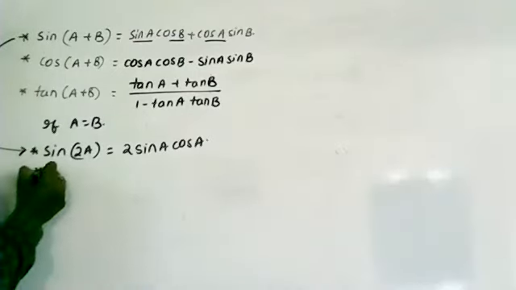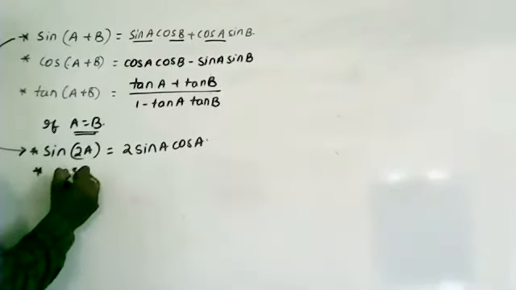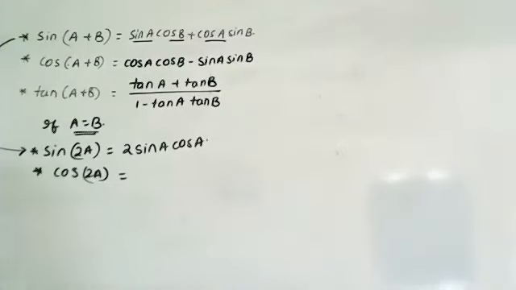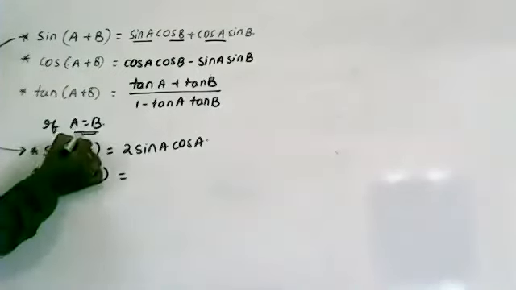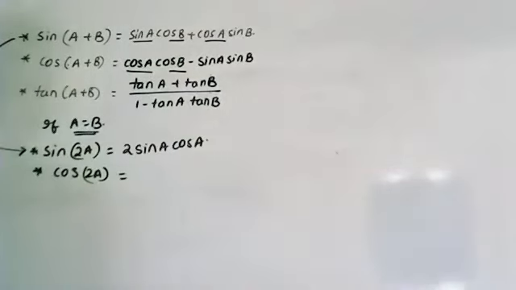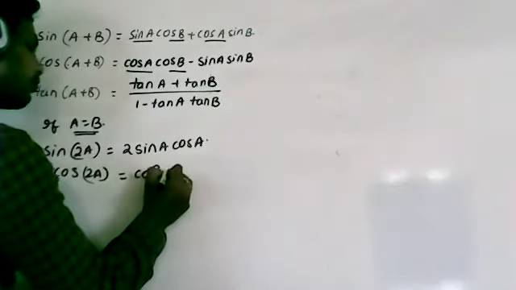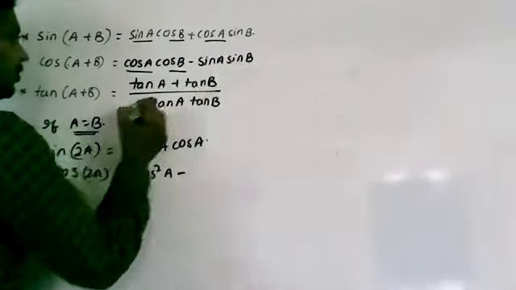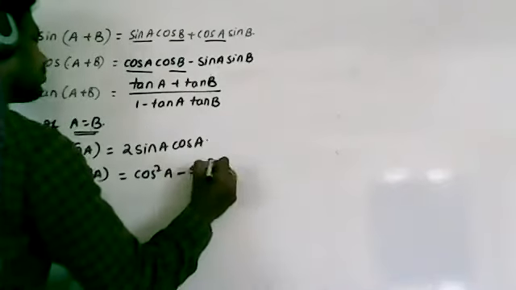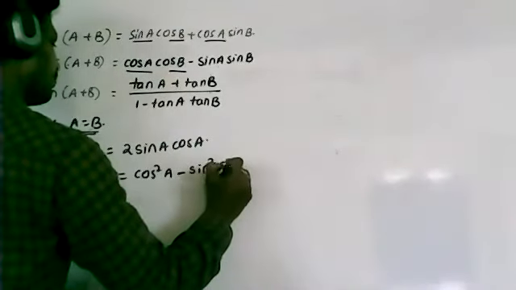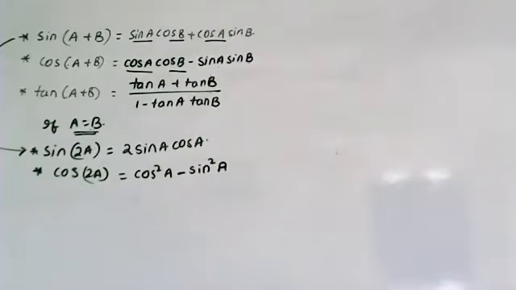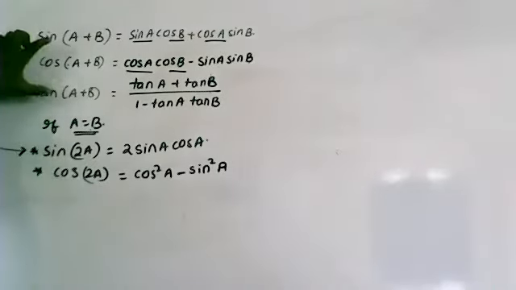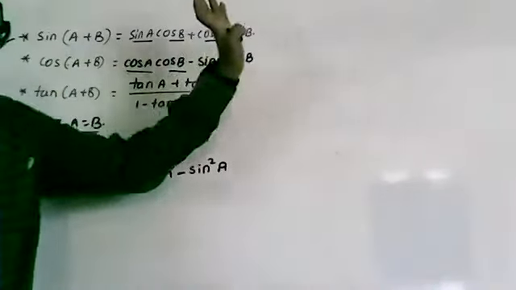Now the next formula: if A is equal to B, then this becomes cos 2A. What is the cos 2A value? Yeah, substitute A equal to B: cos A cos A, that is cos square A, minus sin A sin B. If A is equal to B, this is sin square A. So the cos 2A formula is cos square A minus sin square A. Therefore, if you remember these three relations, you can resolve all the other equations.